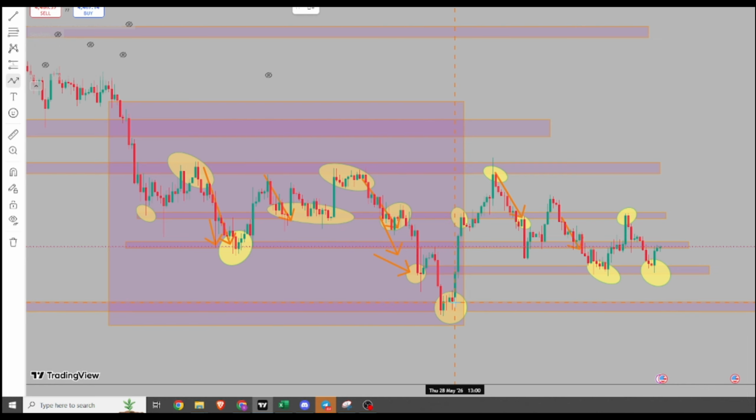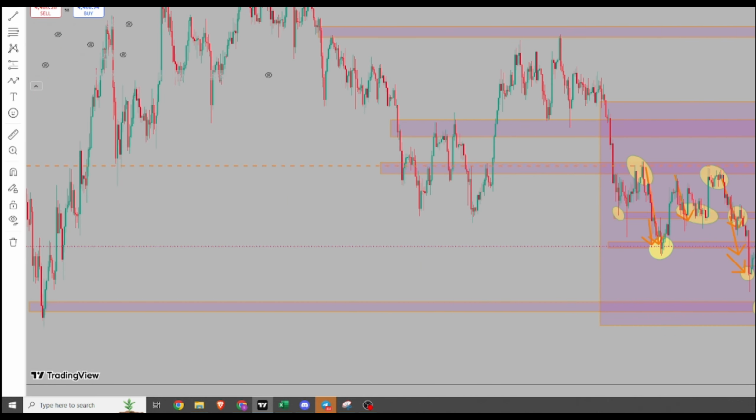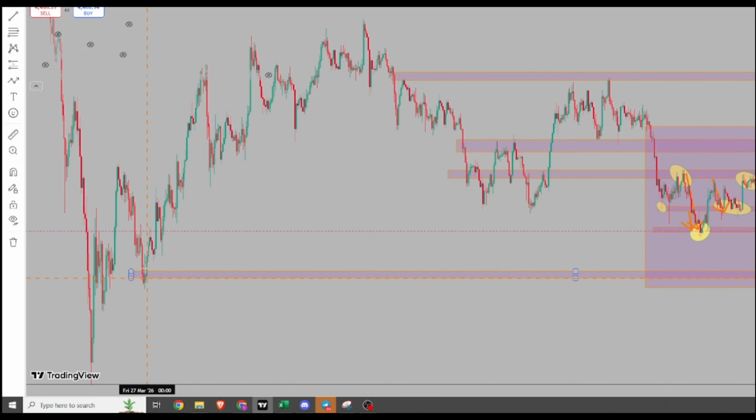Now this key level, why is this a key level, Seb? You may be asking, right? I'll tell you why it's a key level. Because when we zoom out, what happened over here?